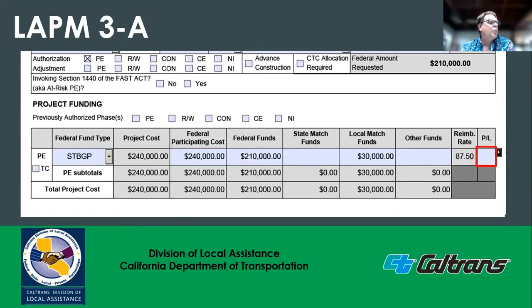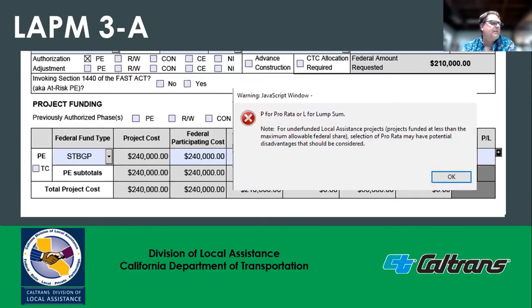Federal regulations require the federal share of eligible project costs to be established at the time of authorization as either pro rata or lump sum. Pro rata, the federal share will be defined as a specific percentage. Lump sum, the federal share will be defined as a specific dollar amount, not to exceed the legal federal share. For projects at the maximum reimbursement rate, there is no difference between selecting pro rata or lump sum. But if the project is underfunded below the maximum reimbursement ratio, do not use pro rata. Lump sum is the preferred choice.